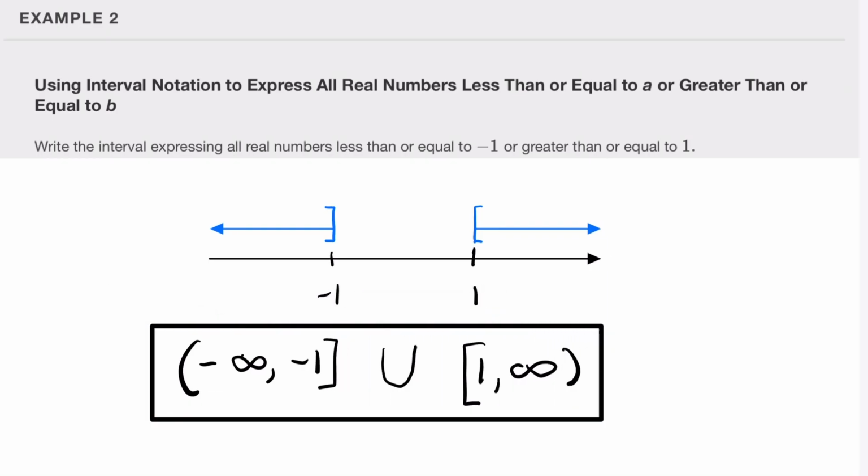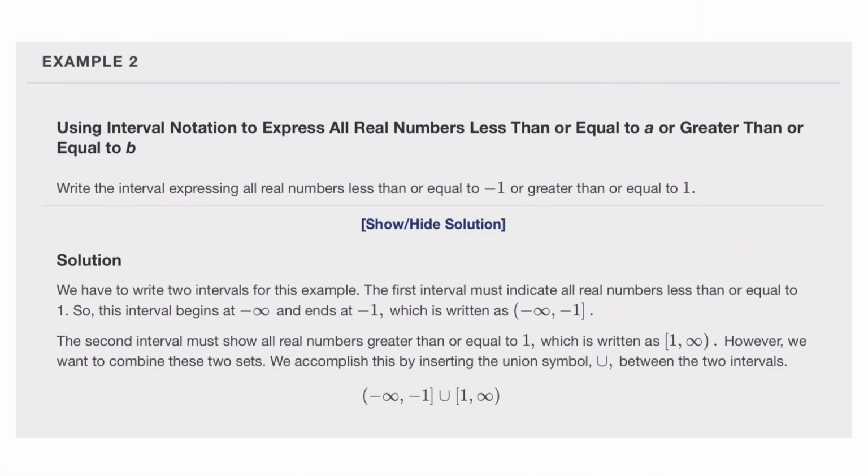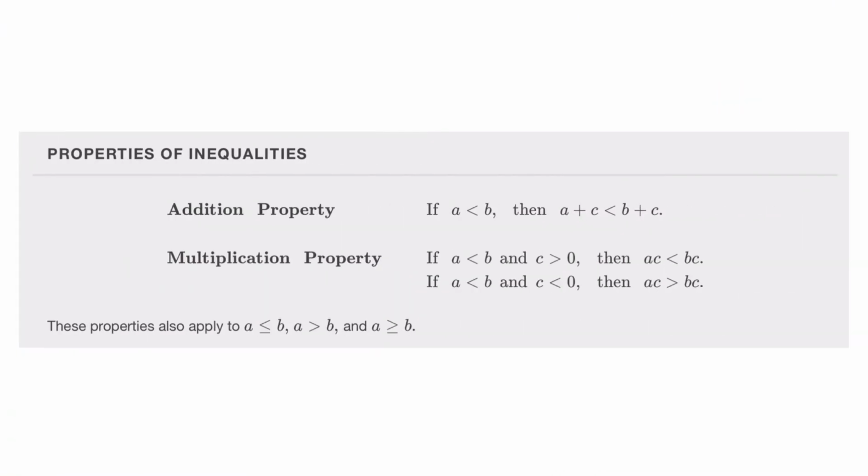Okay, so we got this result. So, properties of inequalities, we have the addition property. If A is less than B, then we can add the same real number on either side of the inequality to preserve the inequality.